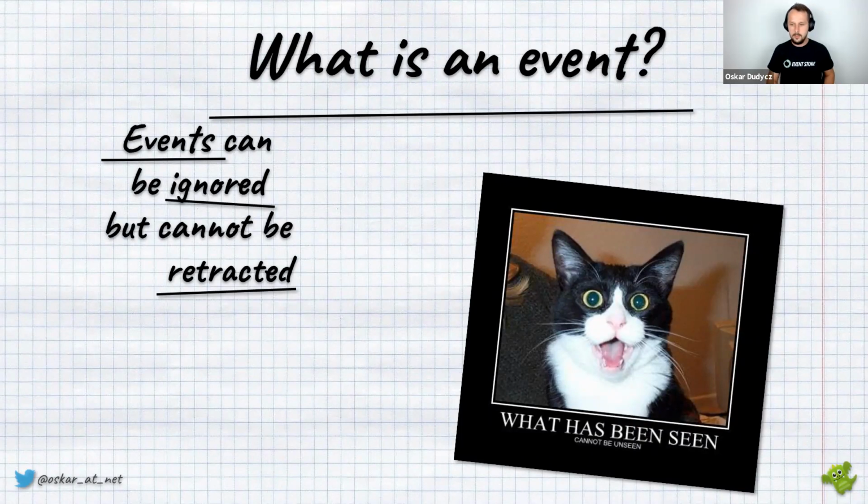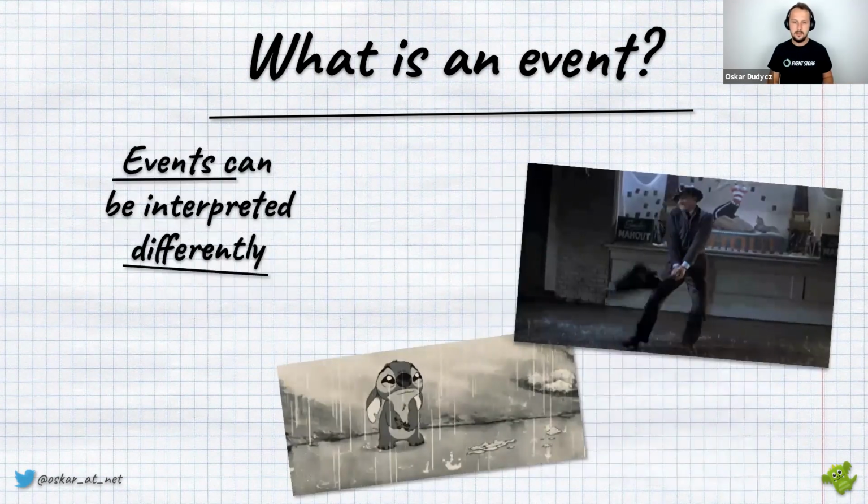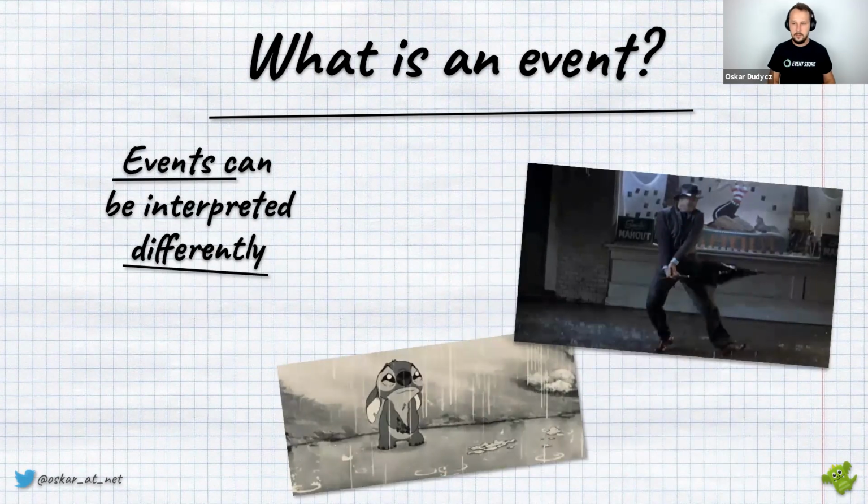So we can ignore them, but we either have to pass it along, but that doesn't change the fact that they happened. So what has been seen cannot be unseen. And we can interpret events differently.